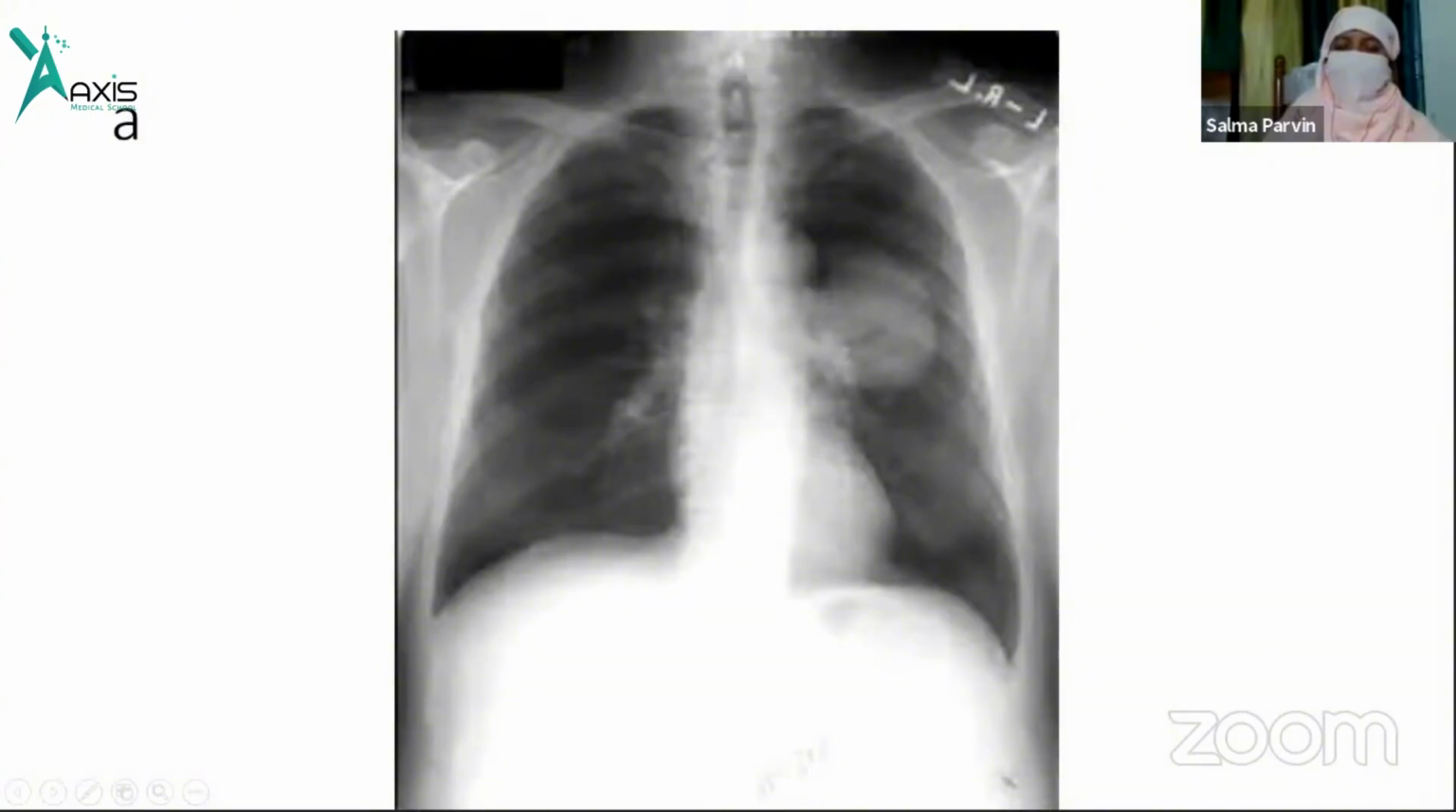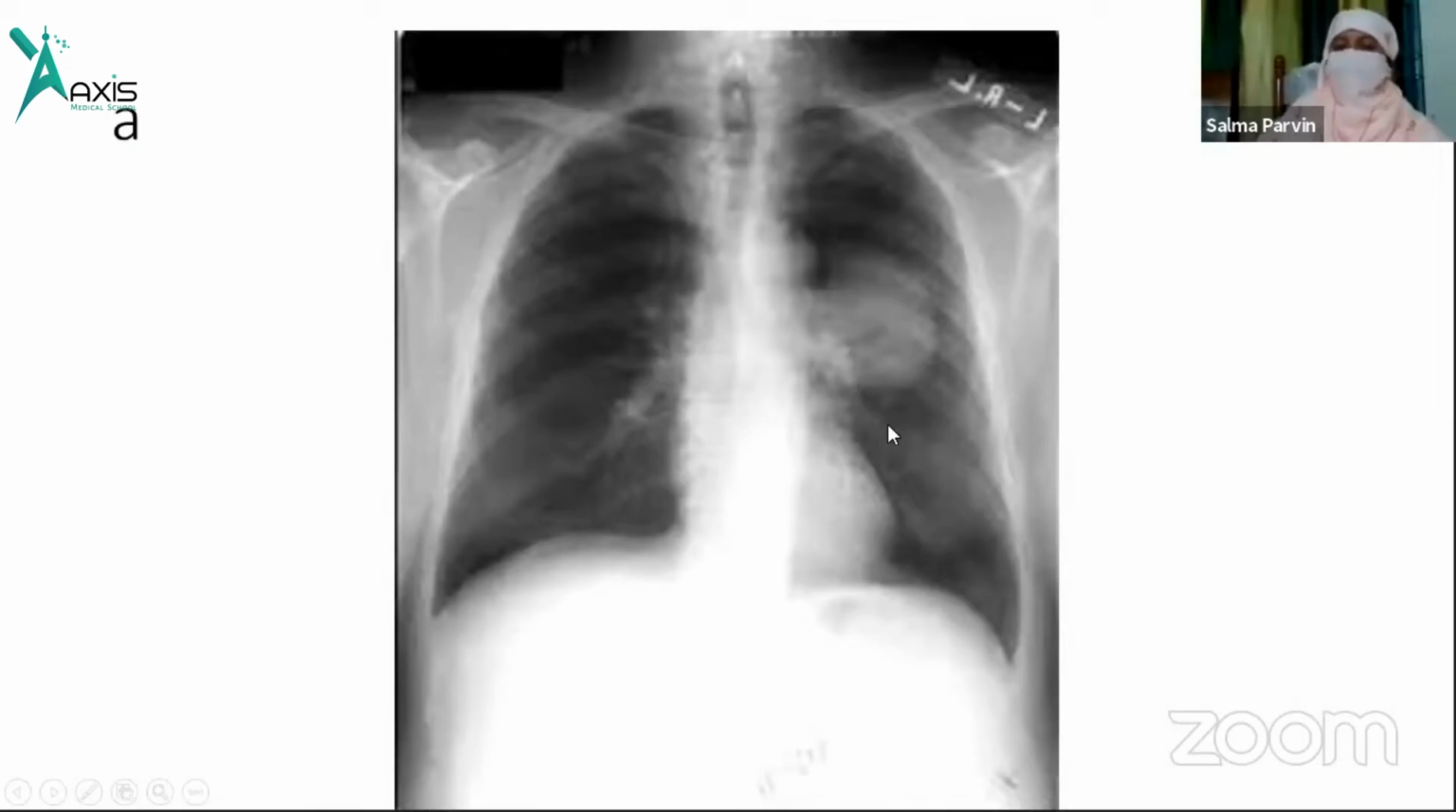I should mention that this is called the hilum overlay sign. That is, the normal hilar structure is seen through the lesion present in the lung. This is called the hilum overlay sign. This means this lesion is not invading the hilum, not arising from the hilum. It is either in front of or behind the hilum.